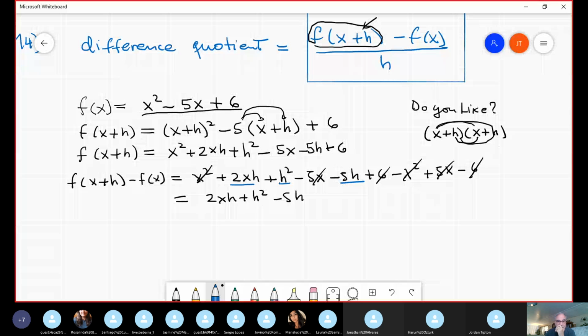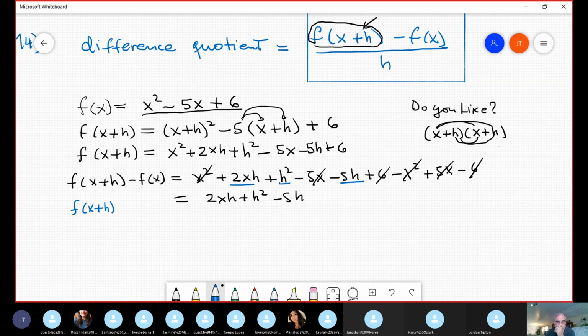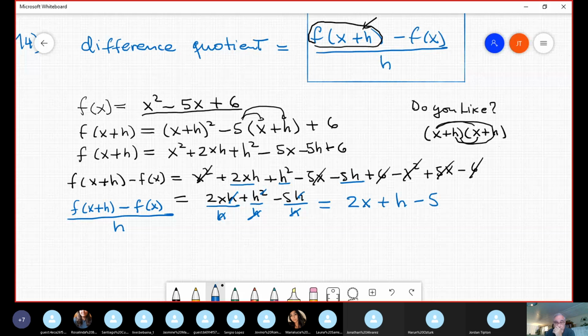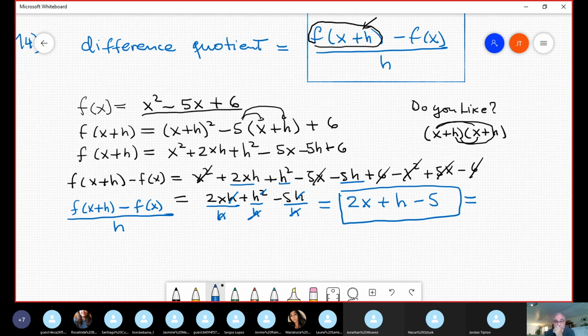Good. Finally, divided by h. Here. And this is a polynomial. You divide by a monomial. You divide one by one separately, independently, like that. And this is canceled. Wow. And this is canceled. Wow. And this is canceled. But one stays. So what is the final answer? The final answer is 2x plus h minus 5. Final answer. This is equal to this formula, using that function.